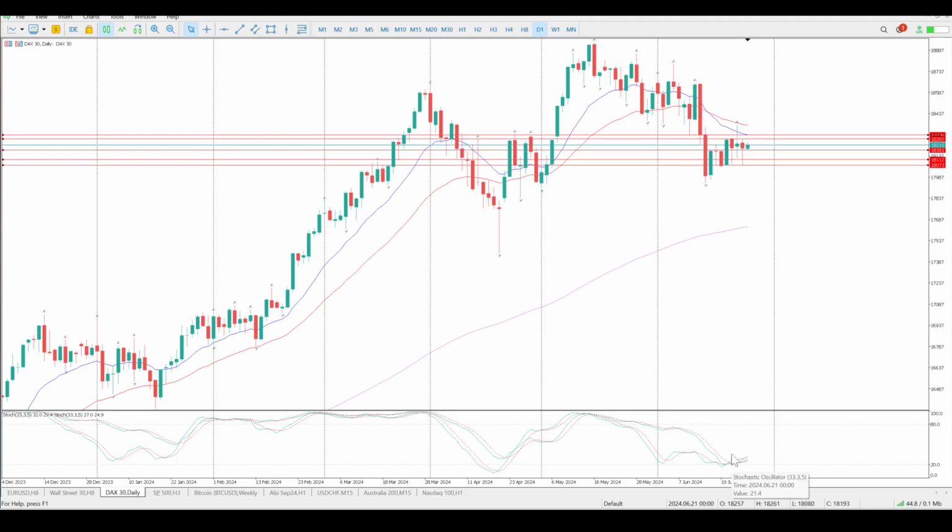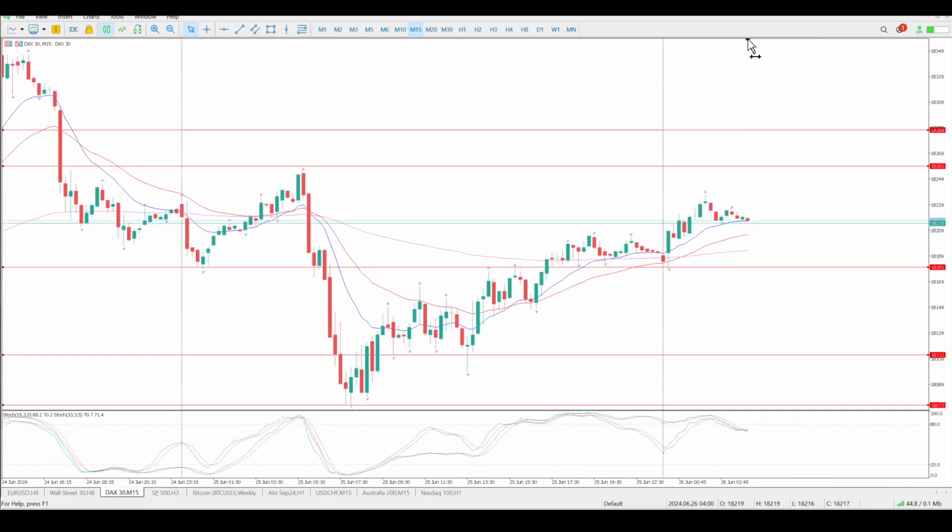Nice setup on the oscillators at the moment, but we are below the moving averages at the moment. So your guess is as good as mine at the moment. I'm still of the opinion you need to get back above 18,288, and I'd want a daily close above there before we start looking at opportunities to the upside.